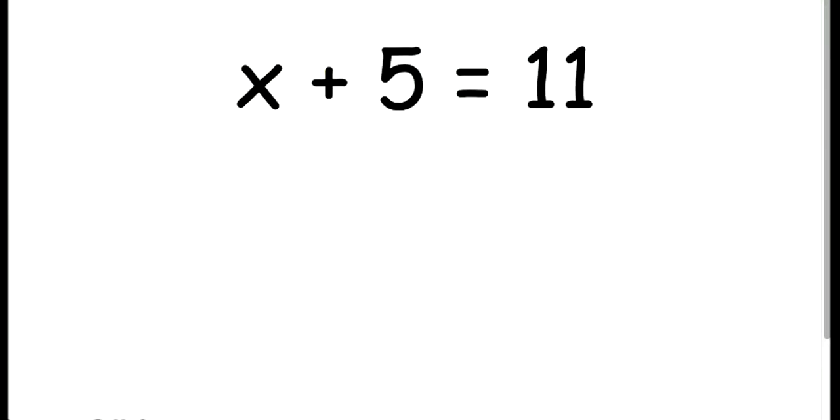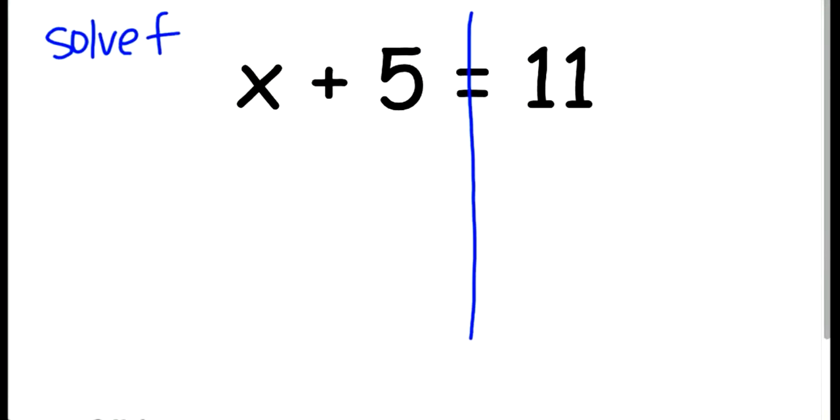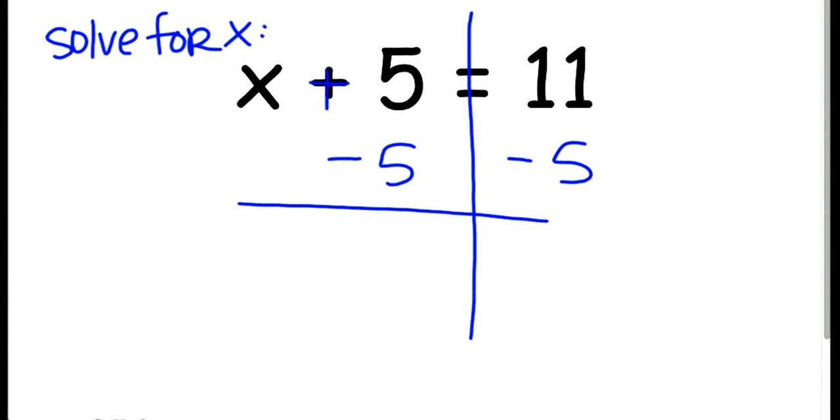We're going to solve for X. So when I see the words solve for X, that just means get X by itself. So we're going to get X by itself by doing the opposite of positive, which is negative. Cancels out the 5s, and X equals 6.